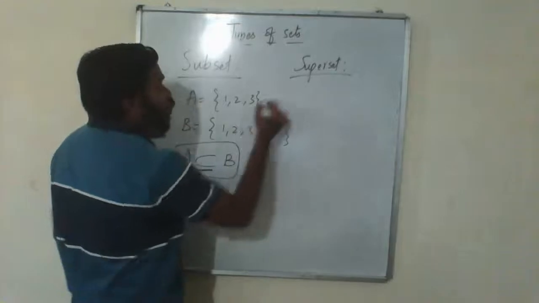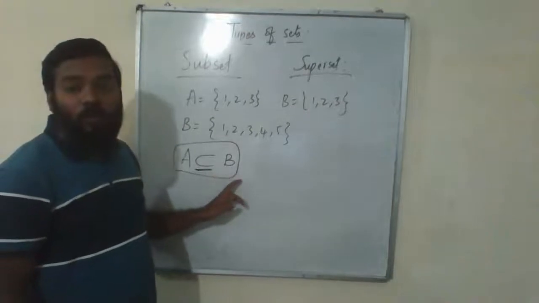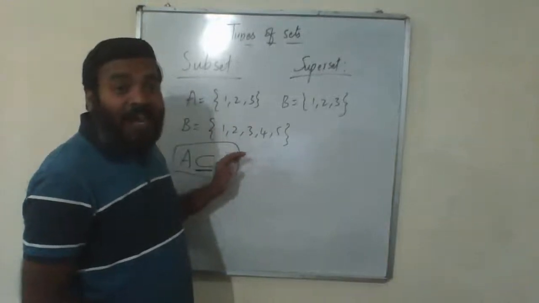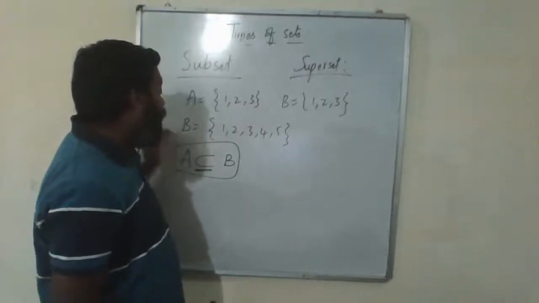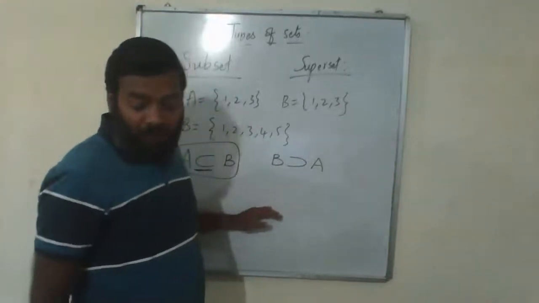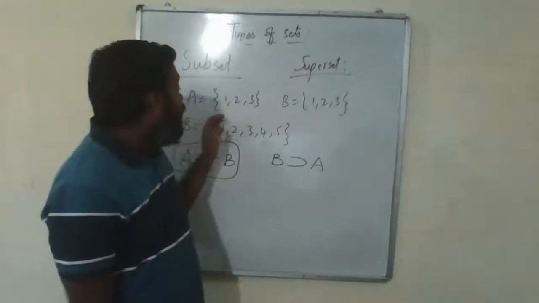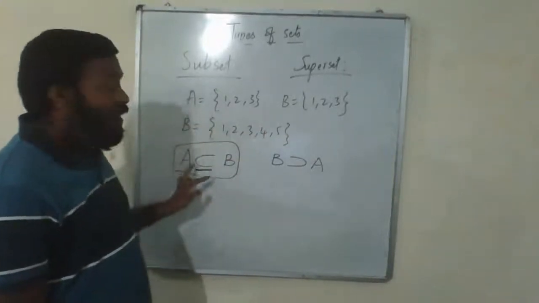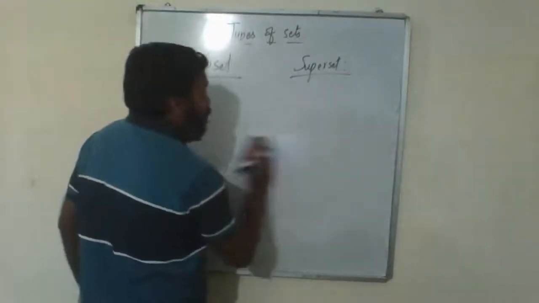If B has only 1, 2, 3, then A is a subset or equal set to B. So if there are elements of A in B and B has more elements than A, then you can say A is a subset of B and B is a superset of A. So this is how we can define subset and superset. B is said to be superset to A.